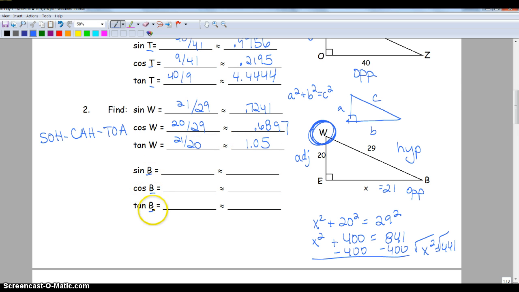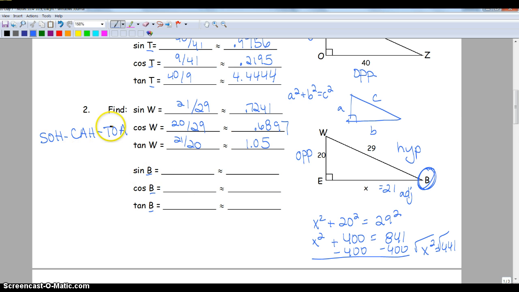Now when you do B, it's going to change your reference angle. So your opposite and your adjacent sides are going to swap a little bit. Hypotenuse is still 29. Opposite side from angle B, the side that doesn't touch it, is 20 now. And the adjacent side will now be 21. And then you can go from there.